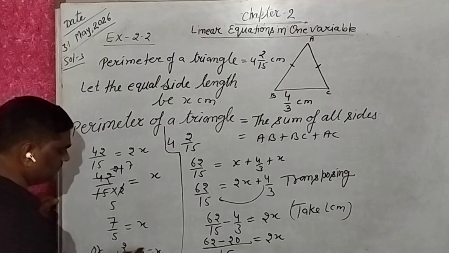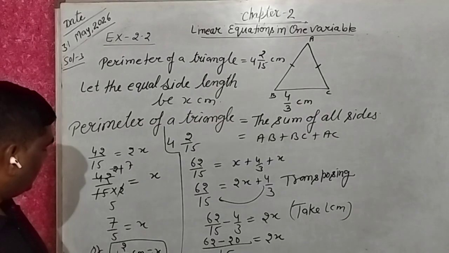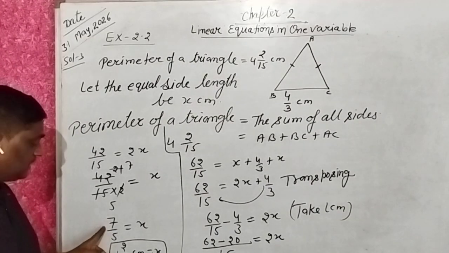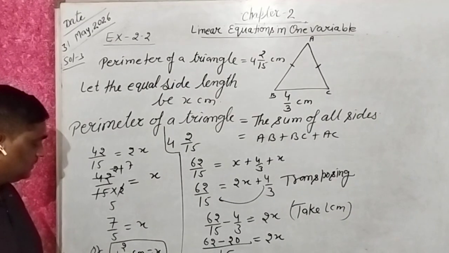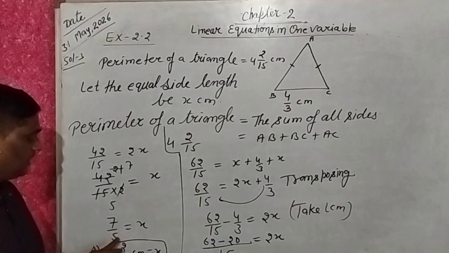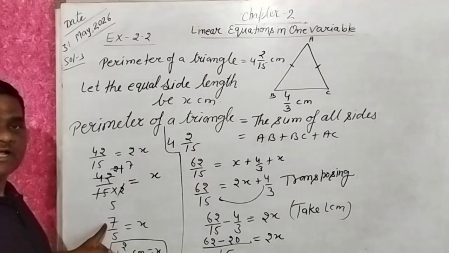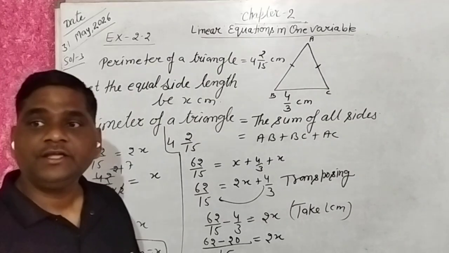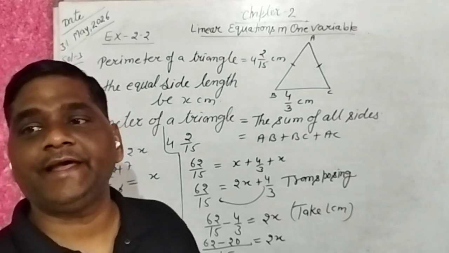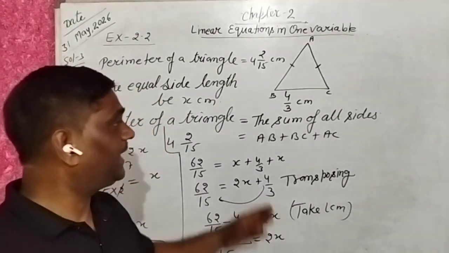Centimeter. You can write 7/5, and because it is an improper fraction, if you change it to a mixed fraction you write 1 2/5 centimeter. Each equal side length is equal to 7/5 centimeter. Write down.